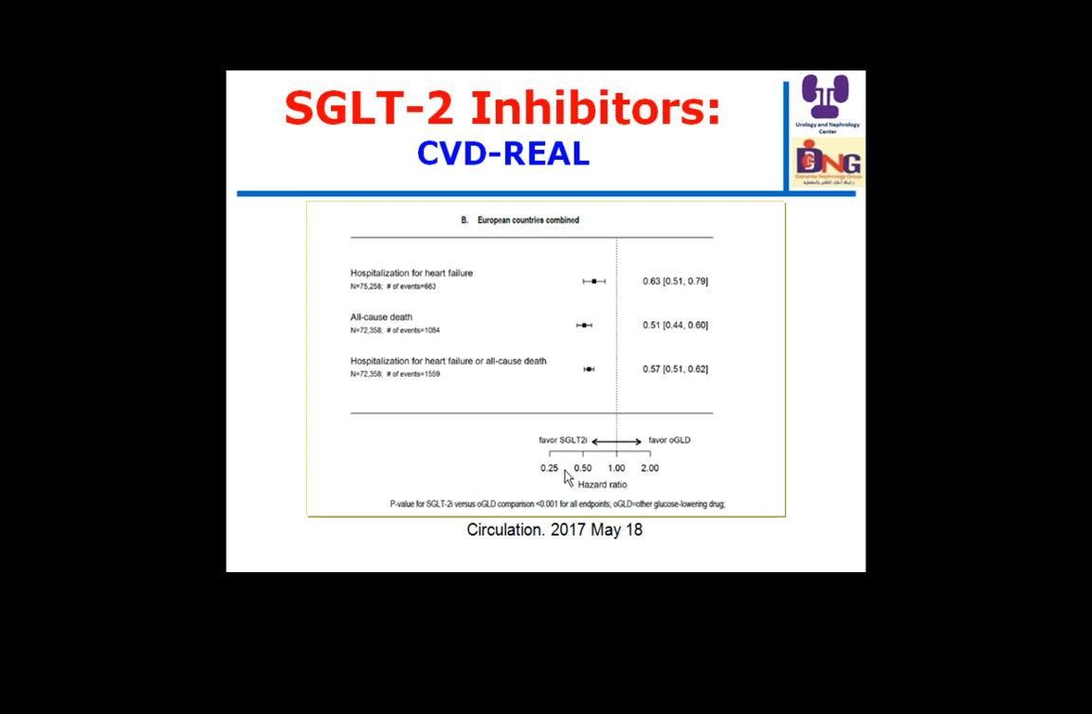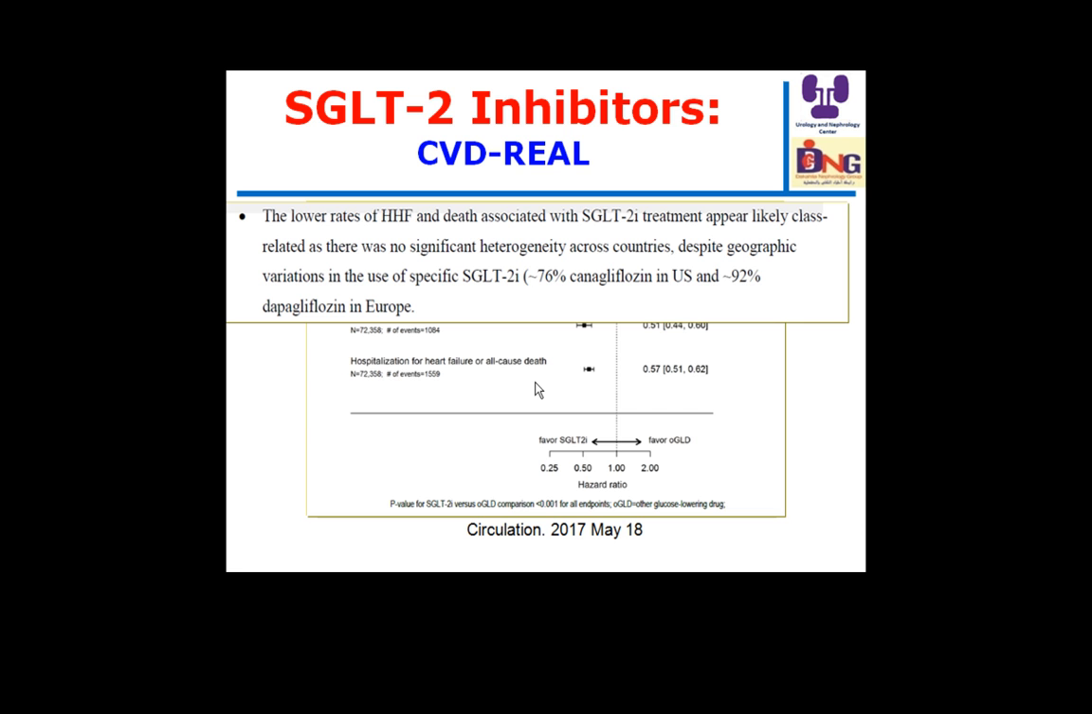Within the United States, and within the 5 European countries, there is the same reduction of hospitalization for heart failure, reduction of all-cause death, and hospitalization for heart failure. And the main conclusion: the lower rate of hospitalization for heart failure and death associated with sodium glucose cotransporter 2 inhibitor treatments appears likely class related, and there was no significant heterogeneity across countries despite geographic variation in the use of specific sodium glucose cotransporter 2 inhibitors: 76% canagliflozin in the United States and 92% dapagliflozin in Europe.